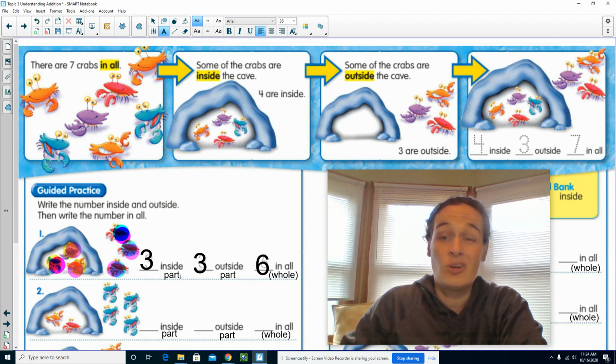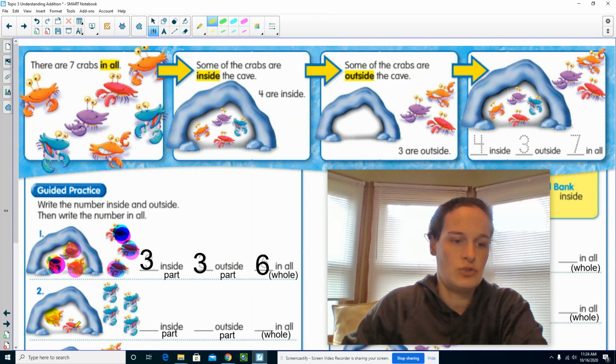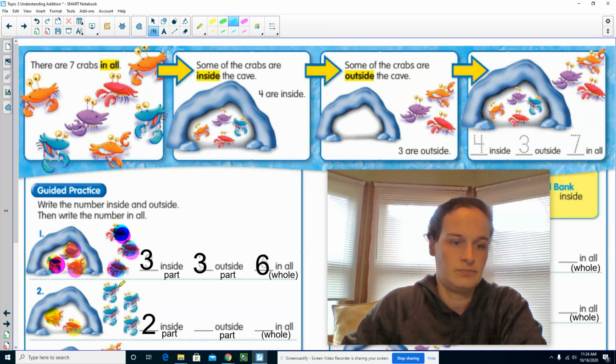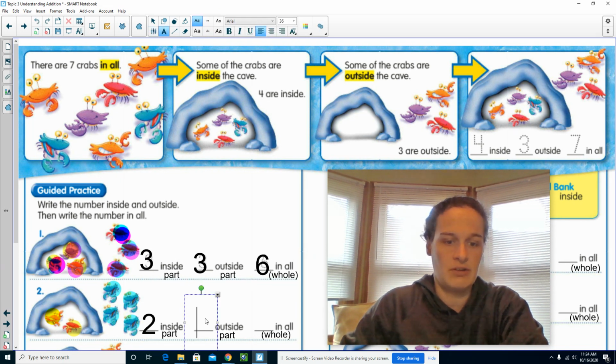in all. We can also use the words part and whole. So there's the part in the cave, there's the part out of the cave, and then the whole is how many crabs there all are. So let's take a look here. I'm going to use the words part and whole now instead. So let's find the part in the cave. There is 1, 2. The part in the cave is 2. Now let's find the part out of the cave. 1, 2, 3, 4. There's 4 out of the cave.